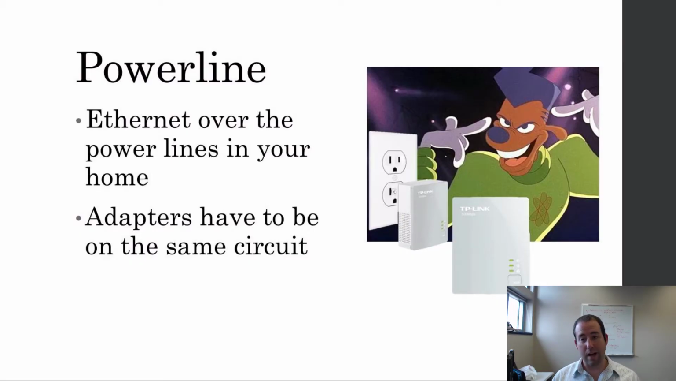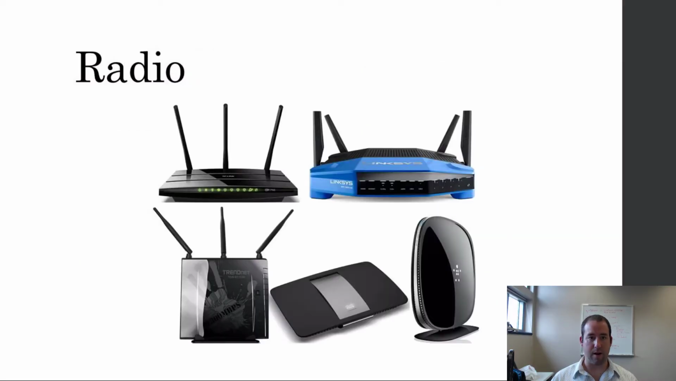Now, the adapters have to be plugged into the same circuit because that's how it works, but as long as they're on the same circuit, the same breaker, basically, inside of your house, then you can communicate. You can set this up and get a wired network inside your house if you don't have Ethernet cables inside of your house. So cool. Another even amazinger part, radio waves can be used to transmit information.